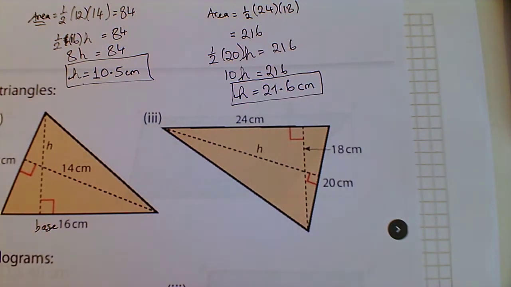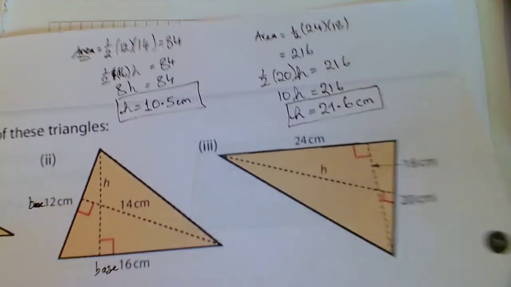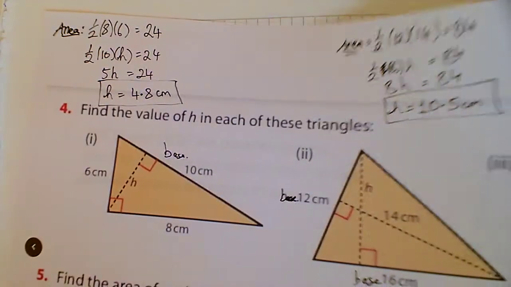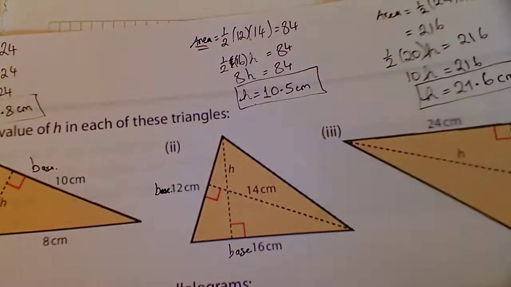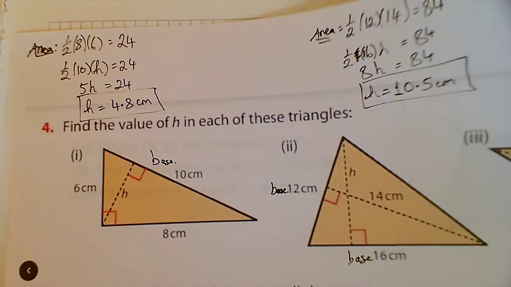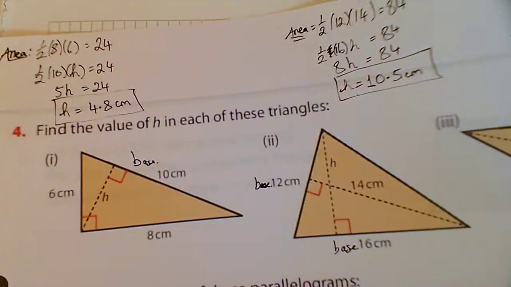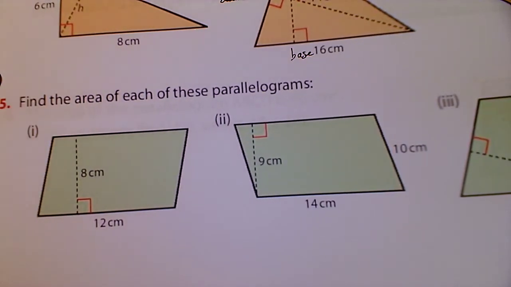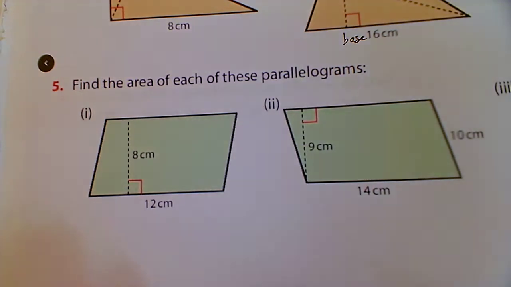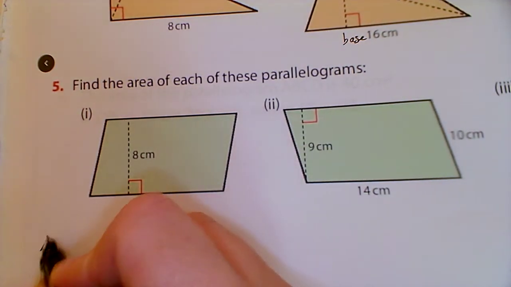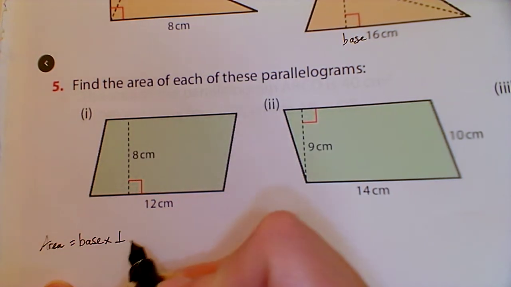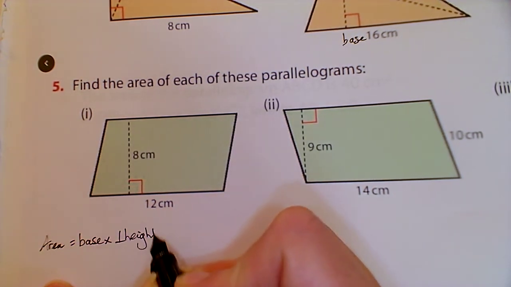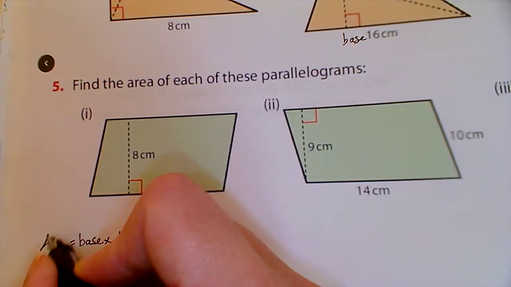Okay, so the three of those were all done by first finding the area using one base and height, and then using that area answer and the other base to find a different perpendicular height. Now, I just wanted you to use the formula for the area of parallelograms. It's very straightforward. The area is the base multiplied by the perpendicular height, same as the triangle formula, except we don't half it.